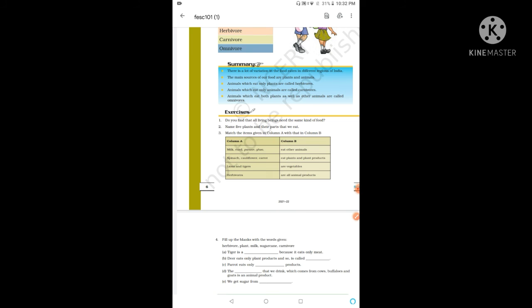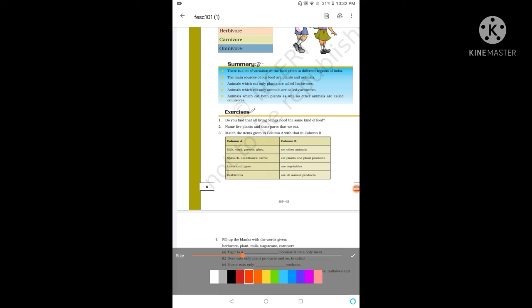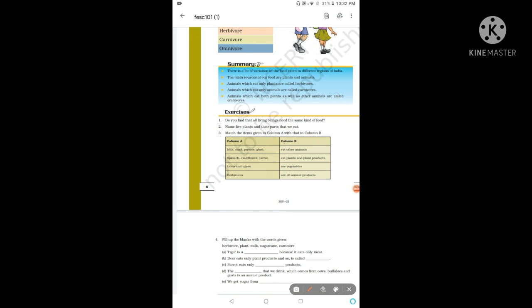Now we are left with column 1, question 1, 2 and 3. Do you find that living beings need the same kind of food? Name 5 plants and their parts that we eat, and then just match the column. So this whole exercise is very easy and it is homework. Whole is homework 1, 2, 3 and then 4. ठीक है?